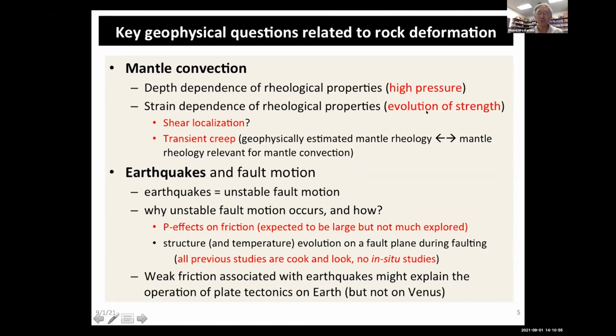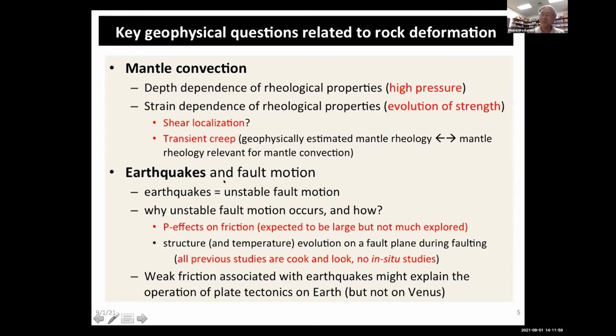And the evolution of strength is very closely linked to possible shear localization, which has a tremendous implication for material circulation. Also, the strain dependence of rheology brings another important question of transient creep and steady state creep. Steady state deformation is what we are interested in terms of mantle convection. However, what geophysicists tell us about Earth's rheology from geophysical data analysis includes really small strain, like elastic strain. So the connection between transient creep and steady state creep is an important question to be addressed in terms of mantle convection.